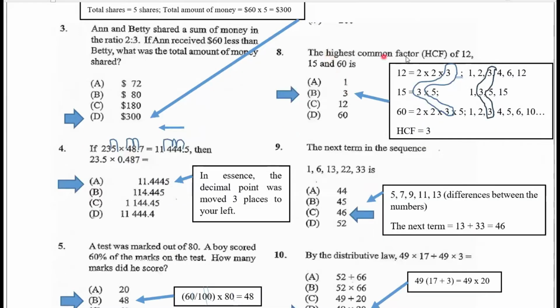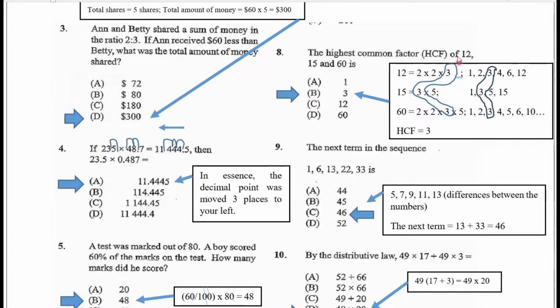Number 8, highest common factor of 12, 15, and 60. You have all kinds of ways of doing this. One way that I realize students today just love is to put the multiples down. You know, so in a case like this, what are the multiples? I mean, not multiples, factors.